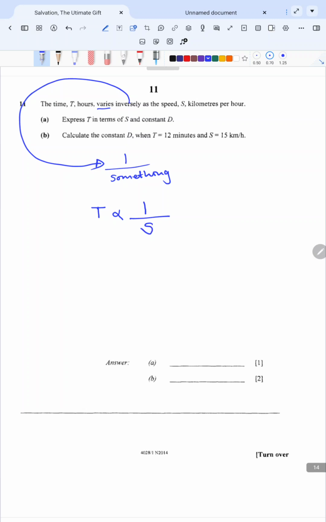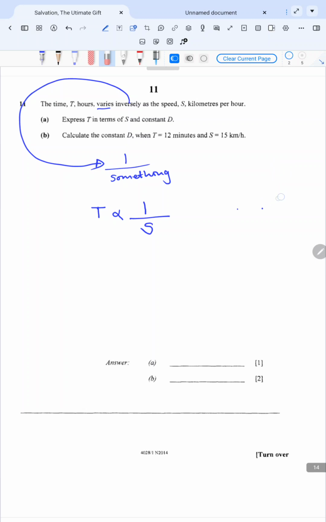Right, but if the question comes as varies directly, directly means as it is. So you write t, then you put the variation sign, then you put s as it is without 1 over something. This is the difference between direct variation and inverse variation. I hope you are following, class. Right. So let us proceed here.